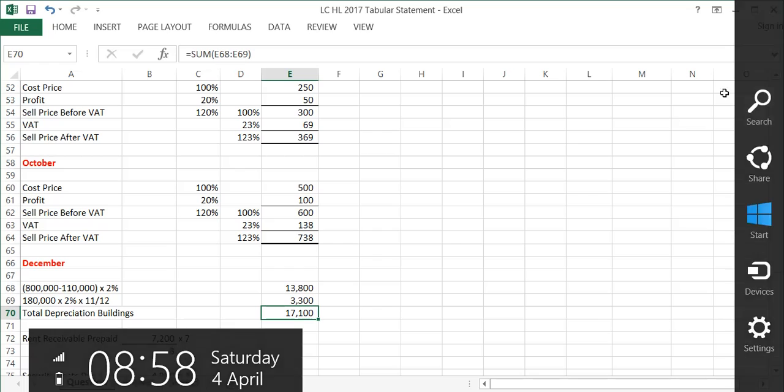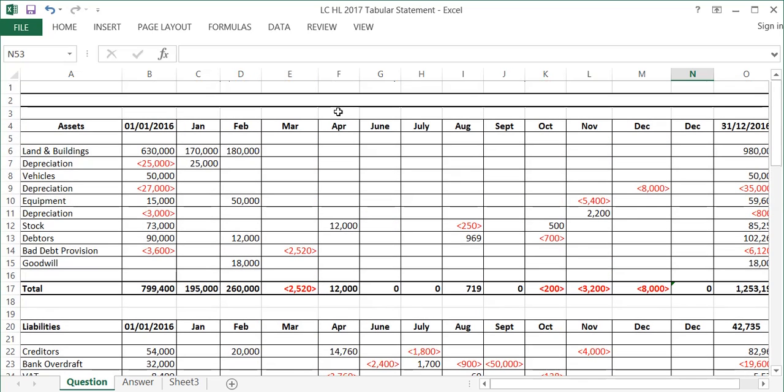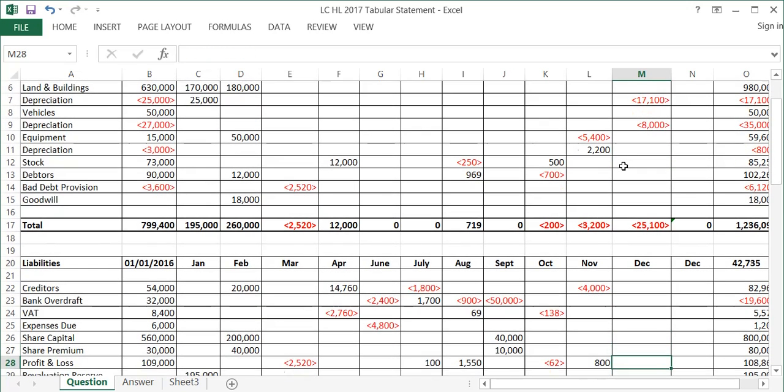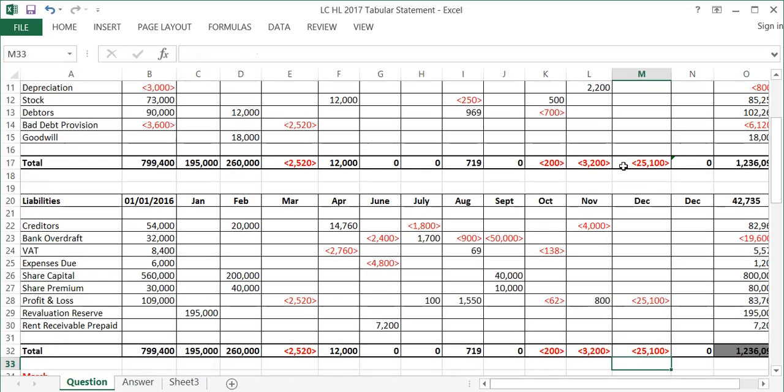So up here, I'm going to put in the 17,100 on the buildings depreciation, and it's going to be a minus 17,100. Now, depreciation is an expense, so it's going to reduce my profit. So down below, my profit is going to go down by 25,100, which is the two depreciations added together. 25,100, and again, that's balanced.